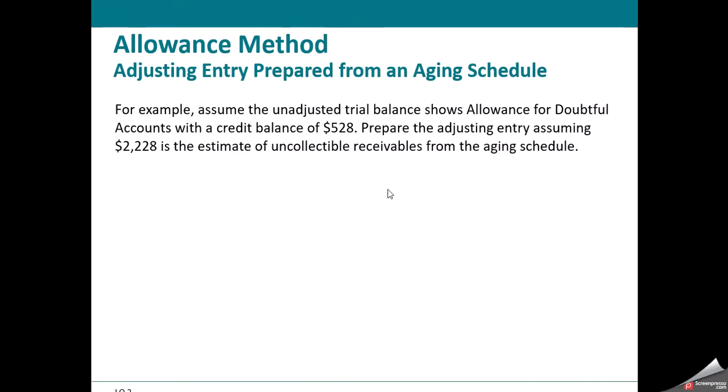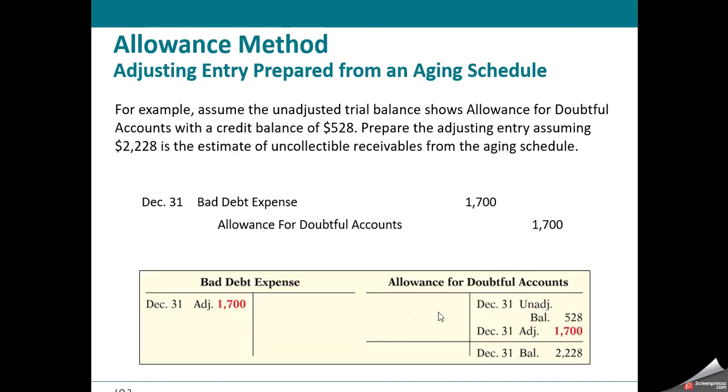So then we go back to our trial balance and say, okay, well, what is it now? So now it's $528. We want it to be $2,228. So we need to do a journal entry for the difference. So we need to debit bad debt expense or charge bad debt expense for $1,700 and then increase the allowance for doubtful accounts by $1,700, which will then bring it up to that $2,228.